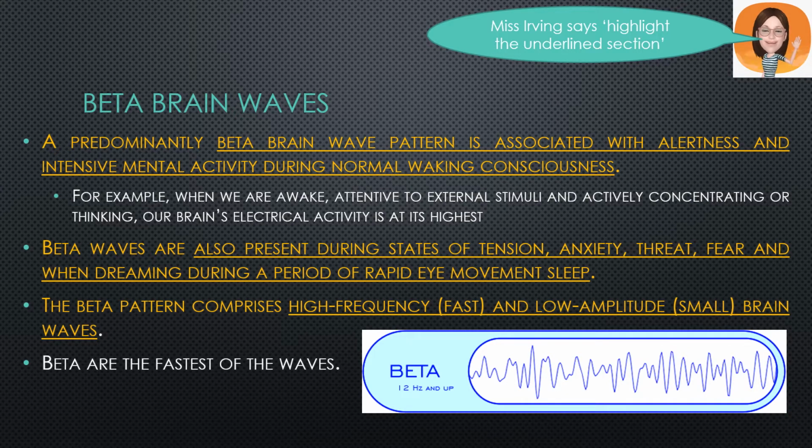So the beta pattern comprises high frequency, fast, and low amplitude, small brainwaves. Please make sure that you remember that section there. That dot point there is very important. Make sure you remember that one. So highlight it, put it in red, do whatever you need to do. It is the fastest of the waves.